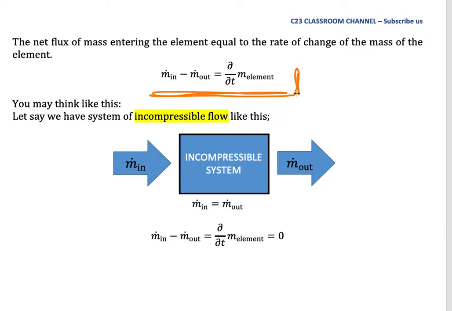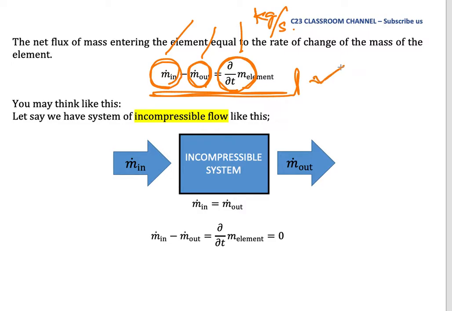M dot means mass flow rate, so m dot in minus m dot out is equal to d over dt of m element. The mass flow rate at the inlet minus the mass flow rate at the outlet gives us dm over dt. So dm over dt means the change of mass over time, and all of this equation is still in kilogram per second. However, why do we start with this one? Because we must take care of a few situations.